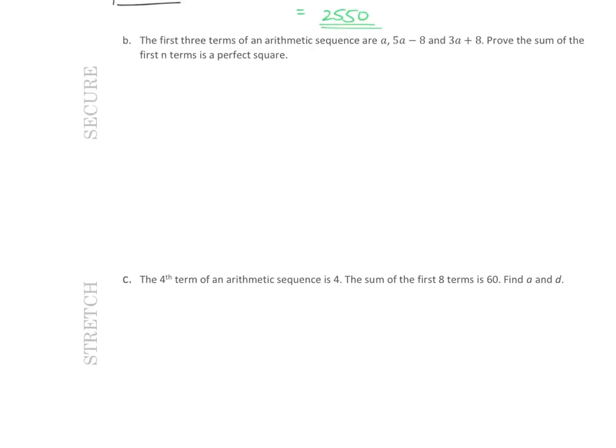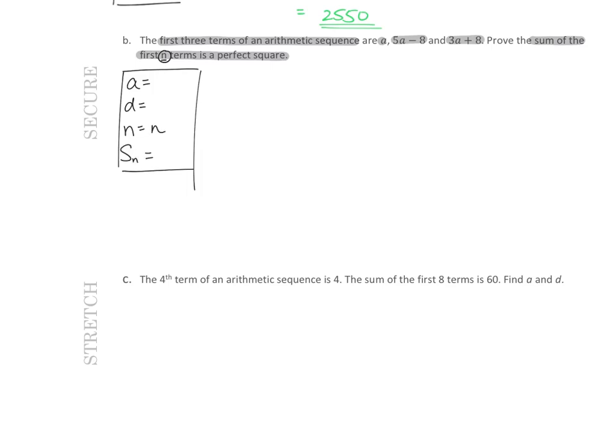Okay, part B. The first 3 terms of an arithmetic sequence are a, 5a minus 8, and 3a plus 8. Prove the sum of the first n terms is a perfect square. So in my box, a, d, n, well, n is going to equal n, and the sum is what we're going to be looking for.